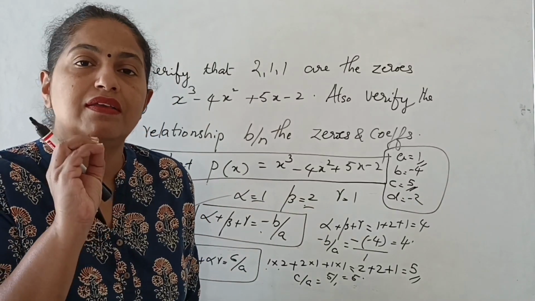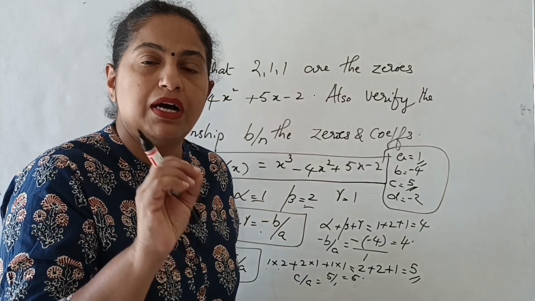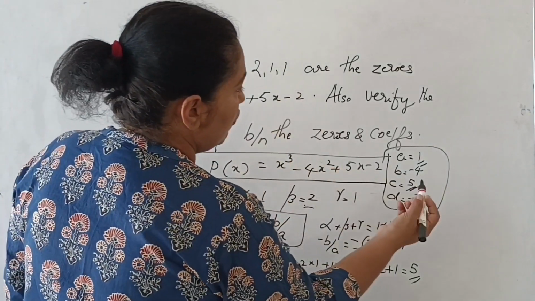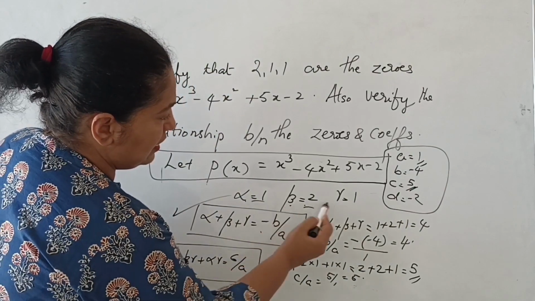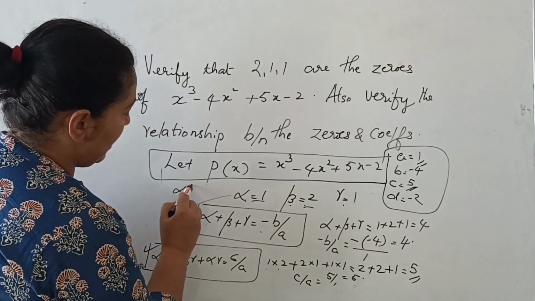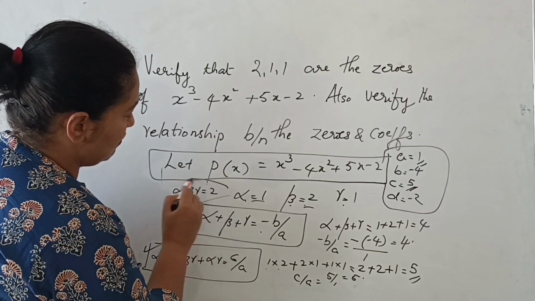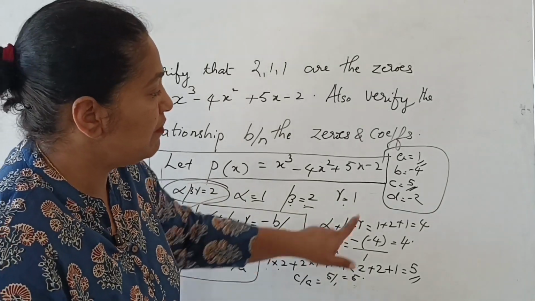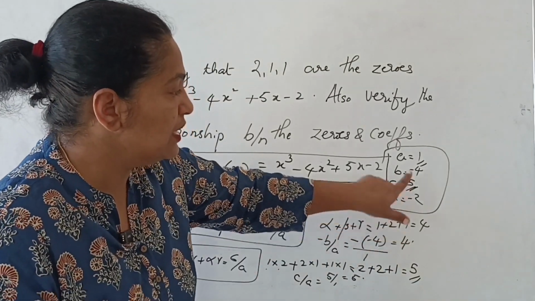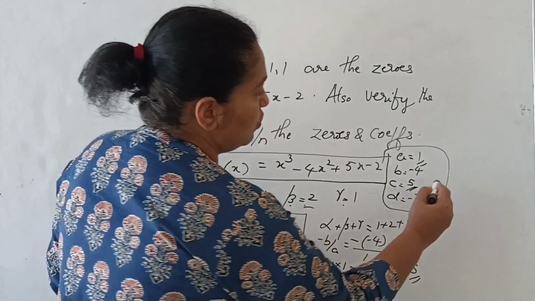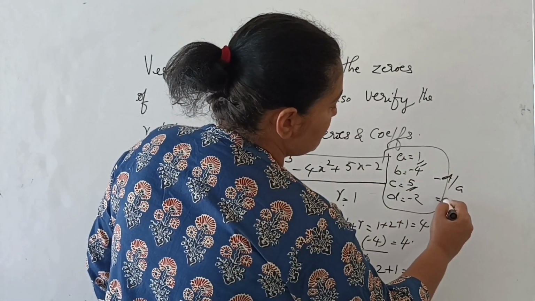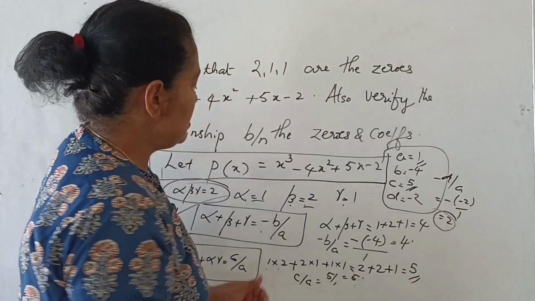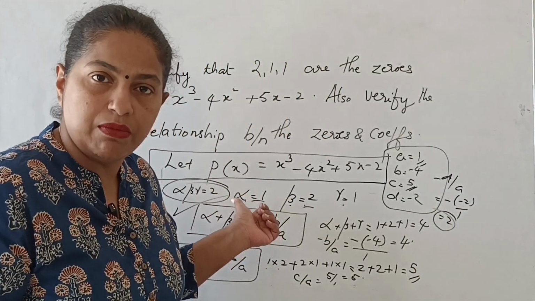Now the last one is alpha into beta into gamma is equal to minus d by a. So what is alpha into beta into gamma? As you can see that alpha into beta into gamma is equal to 2. So what is minus d by a? The value of d is minus 2. The value of a is 1. So minus d by a becomes minus of minus 2 by 1, which is a plus 2, which is the same as alpha into beta into gamma.